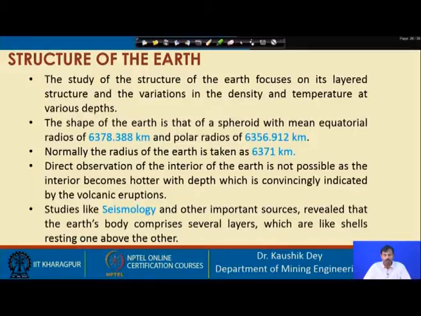We have accessibility only up to that depth, beyond that depth we do not have accessibility, but the interior is no doubt very hot with depth, which is convincingly indicated by volcanic eruptions. Volcanic eruptions coming out from the deep core of the earth show it is very hot. Also, we have carried out seismological studies that indicate that the earth body comprises several layers and several different density materials exist in those layers.